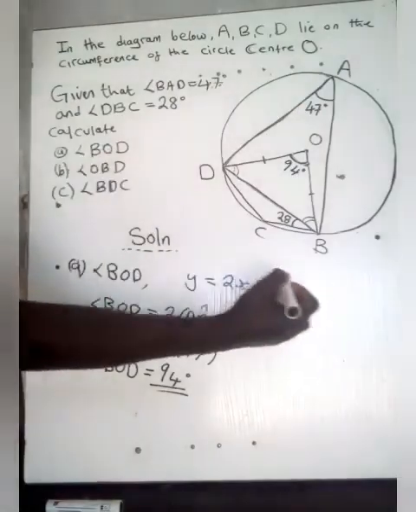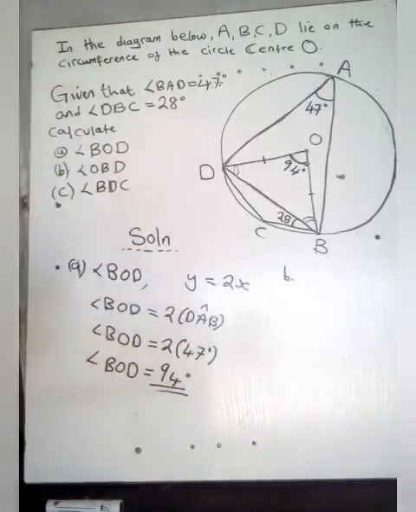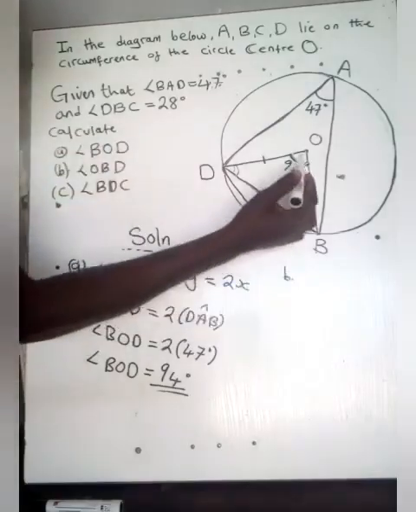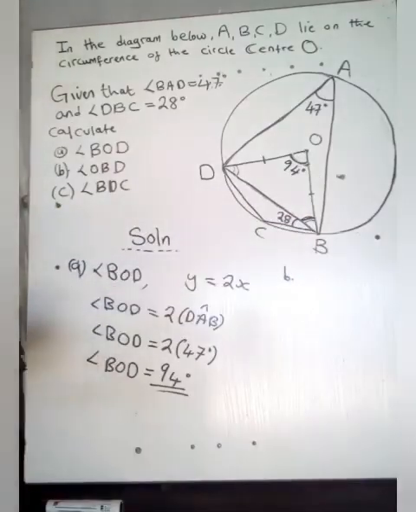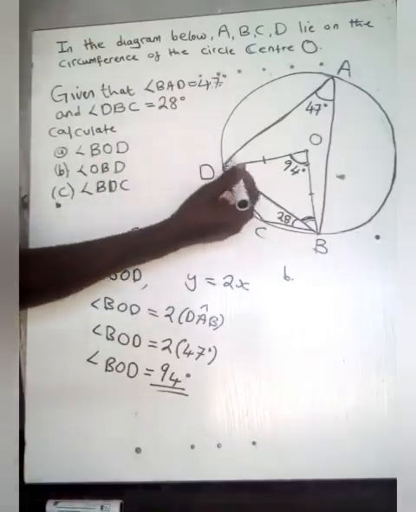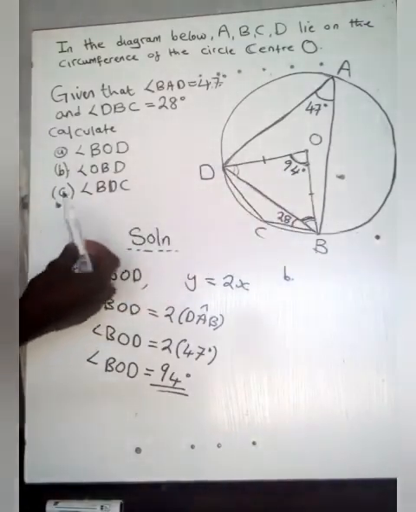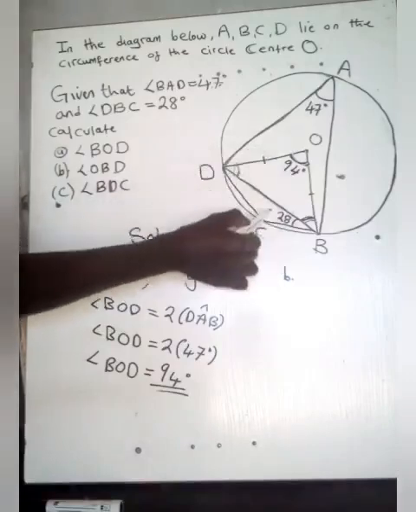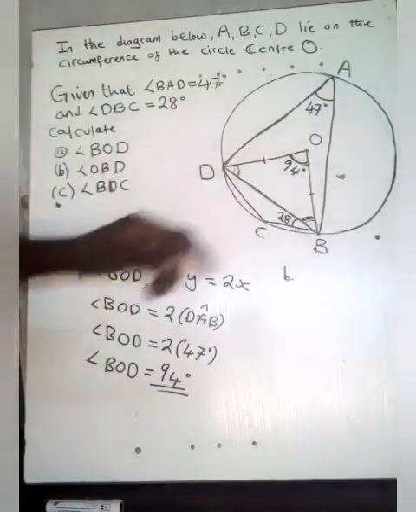Then the next question, which is question B, was asking me to calculate angle OBD. This angle here is the angle we're calculating. For me to calculate angle OBD, look at DOB. DOB is an isosceles triangle in which angle ODB and angle OBD are base angles. So using that principle, we can calculate this one.